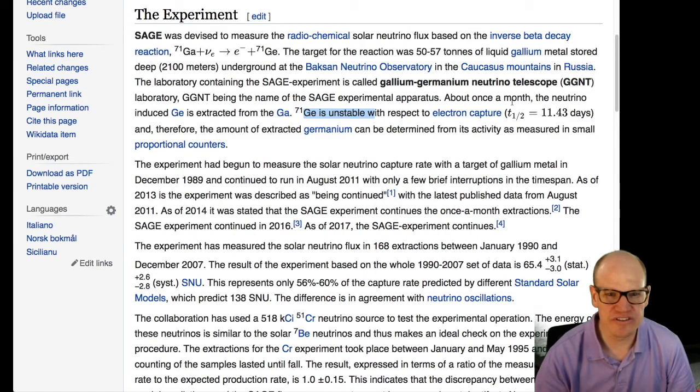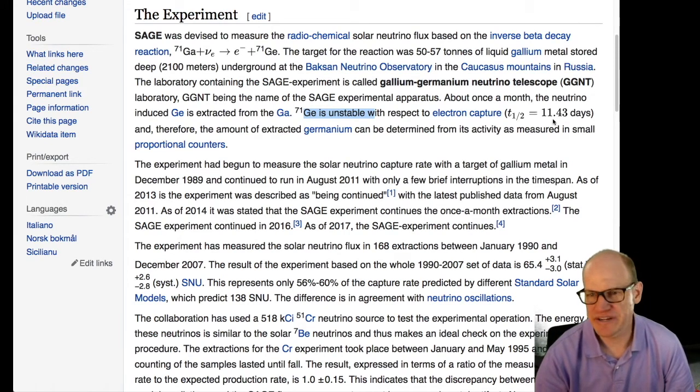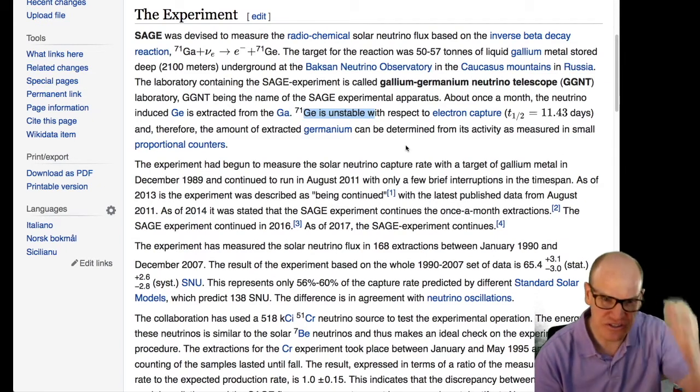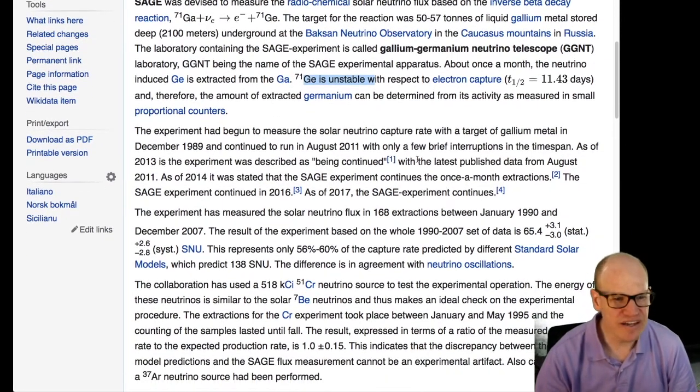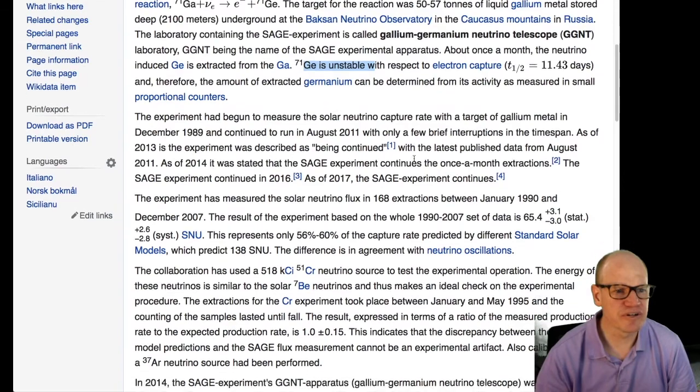Once a month, the neutrino-induced germanium is extracted from the gallium, so you lose some of it because you do it once every 3 half-lives, but you can still detect it. And does it say what the operating threshold is?